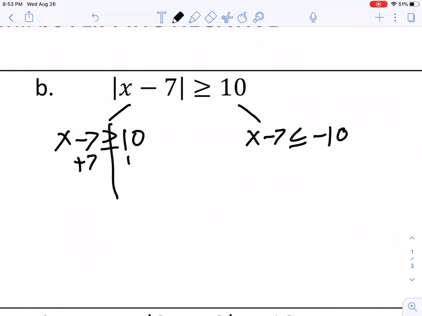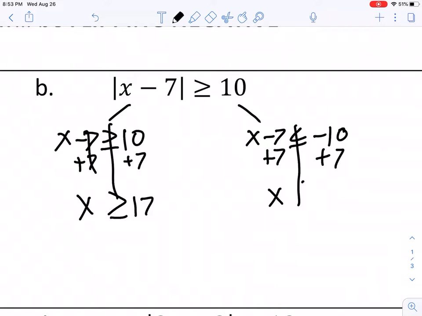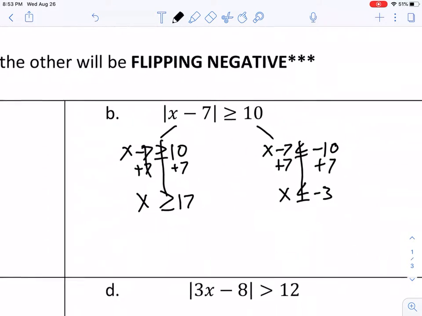I'm going to add 7 here, so that x is greater than or equal to 17. In my other one, I'm adding 7, and x is less than or equal to -3. I'm just following my sign rules, combining my numbers.